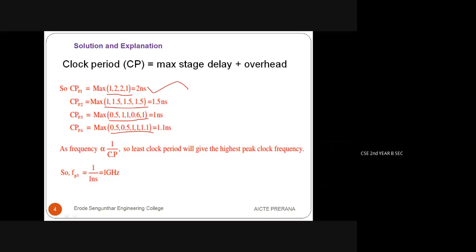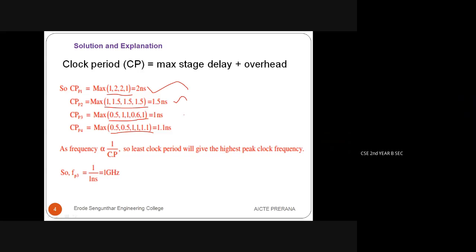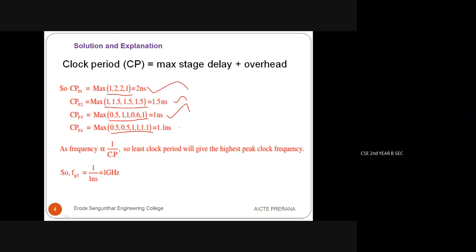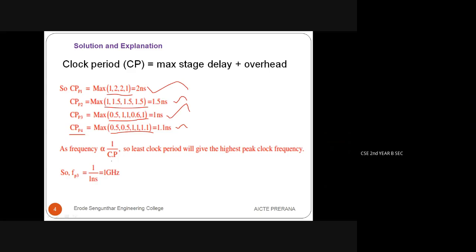This is found to be 2 nanoseconds for CP1 and 1.5 nanoseconds for CP2. Similarly, when calculating the maximum value of the latencies for P3, we get 1 nanosecond, and finally we have 1.1 nanoseconds for P4.